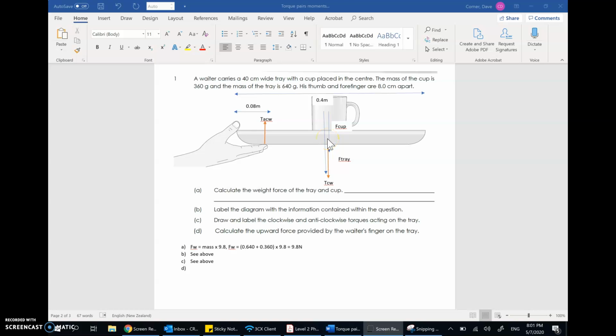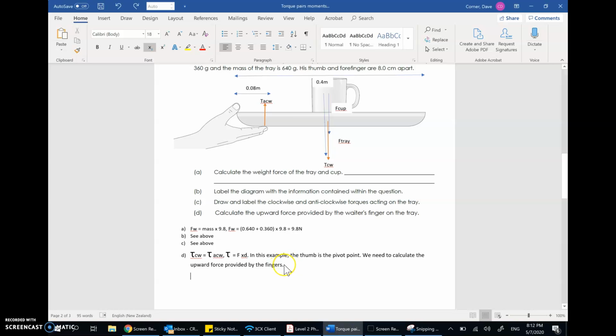And the torque of the tray and the cup are created from the center of the tray, straight down like that. So there are your clockwise torques, trying to turn the tray and the cup round to the right, and your anti-clockwise torque is created by the finger pushing upward there, remembering that the thumb is the pivot.